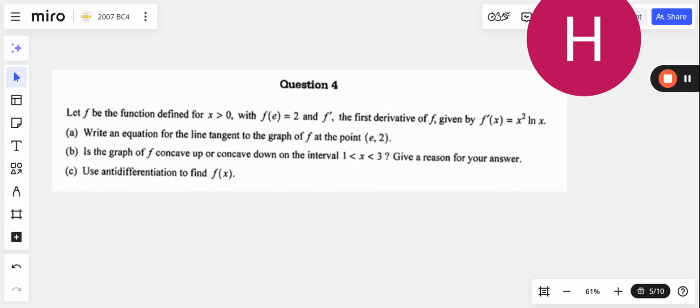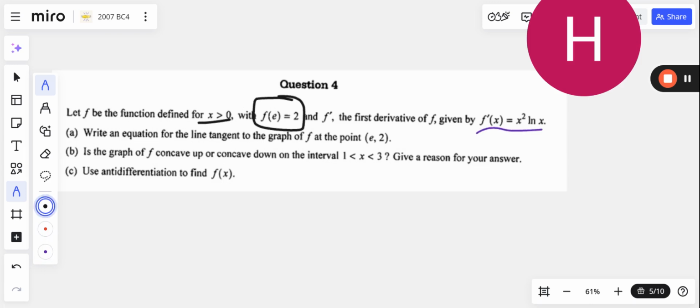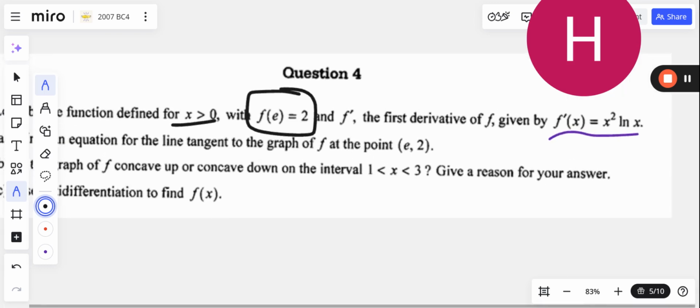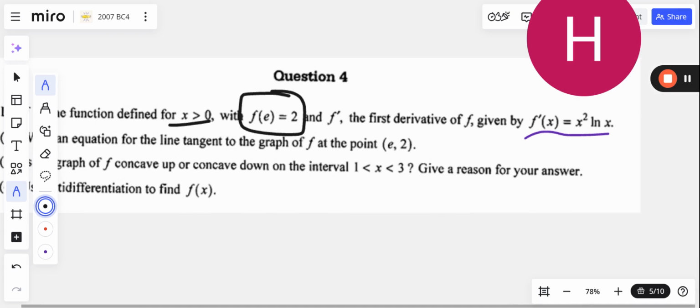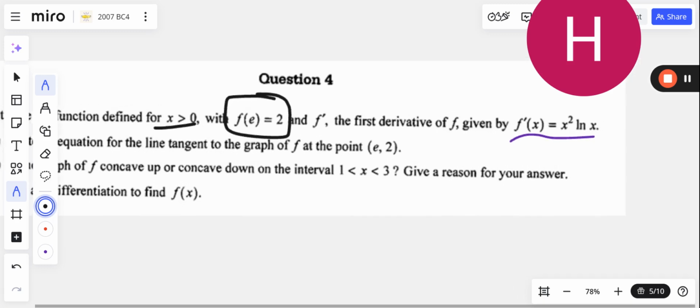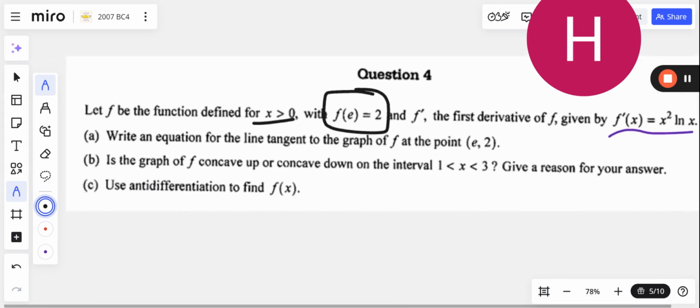Let's get started. They give us a function defined for x greater than 0 with an initial condition, and the derivative is given by x squared ln of x. So we know that there's this point on the curve, (e, 2), and you can plug it in for yourself and you would see that. Actually, we don't have the original function yet, so I guess you couldn't see that. We have to take it for granted now that we have f of e equals 2.